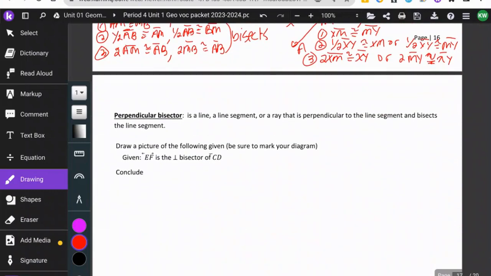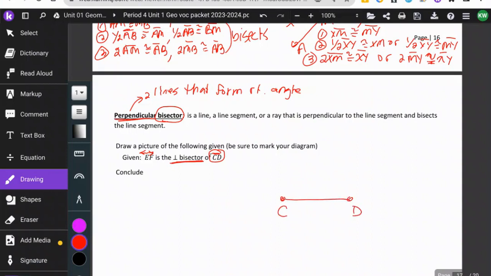Final one for today is a perpendicular bisector. So that puts together two words. It puts together bisector, which we just went over, and perpendicular, which we've talked about before. And perpendicular means two lines that form a right angle. So they intersect to form a right angle. So if I'm drawing a perpendicular bisector, well, first of all, which one is being bisected? And that is CD that's being bisected.